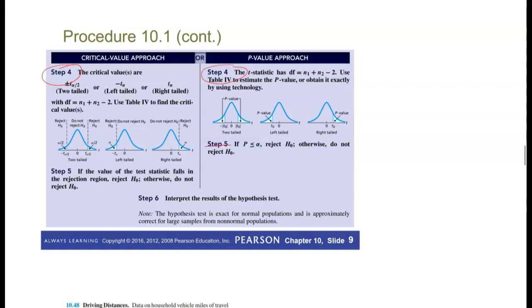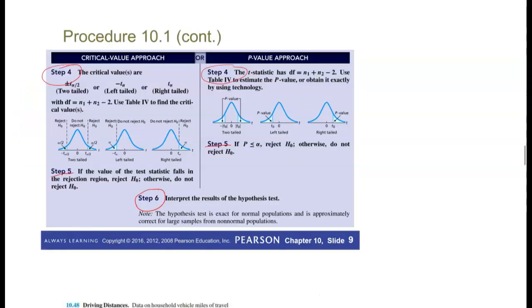Step 5, of course, based on that approach you took. Sorry, there's a plane going over. Please make sure you draw your conclusion to reject or not reject. And then, of course, step 6, interpret. So what I want to do is you pull out your formula sheet, have that in front of you, and we're going to go ahead and work out a problem.